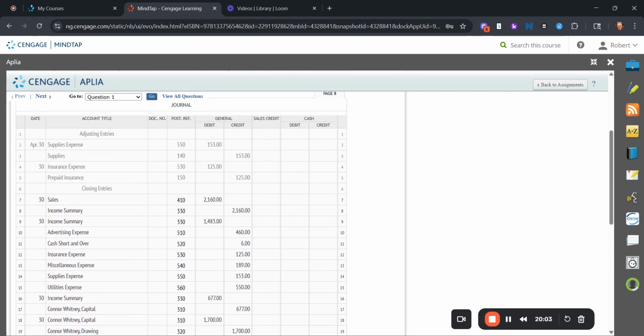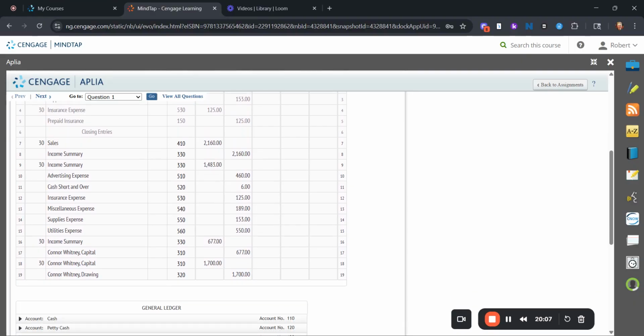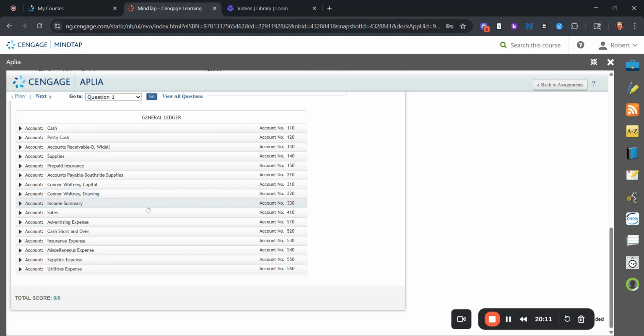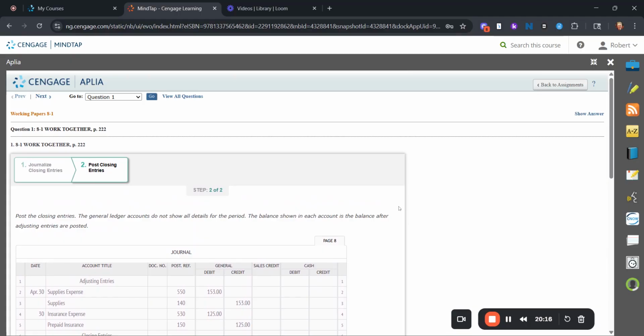Okay, so we have our posting references all filled in. So that's a good indicator that we didn't miss anything. Everything's been posted in the ledgers. So that is the 8-1, work together.